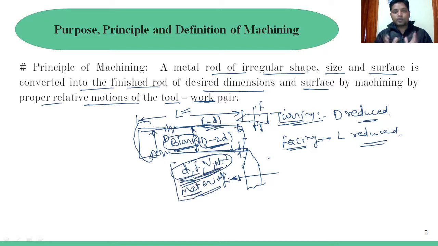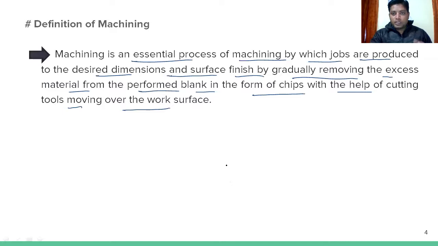So we have to keep in mind, whenever we choose a material, that time we have to keep in mind what is the depth of cut we have to take, what is the surface, what is the feed, what is the rotational speed. Okay, so this is about the machining: the purpose, principle, and the definition of machining.